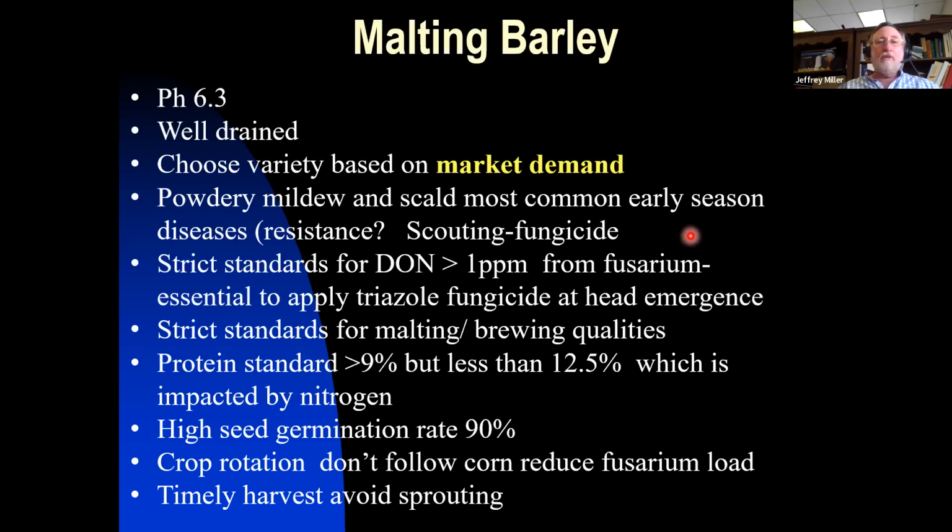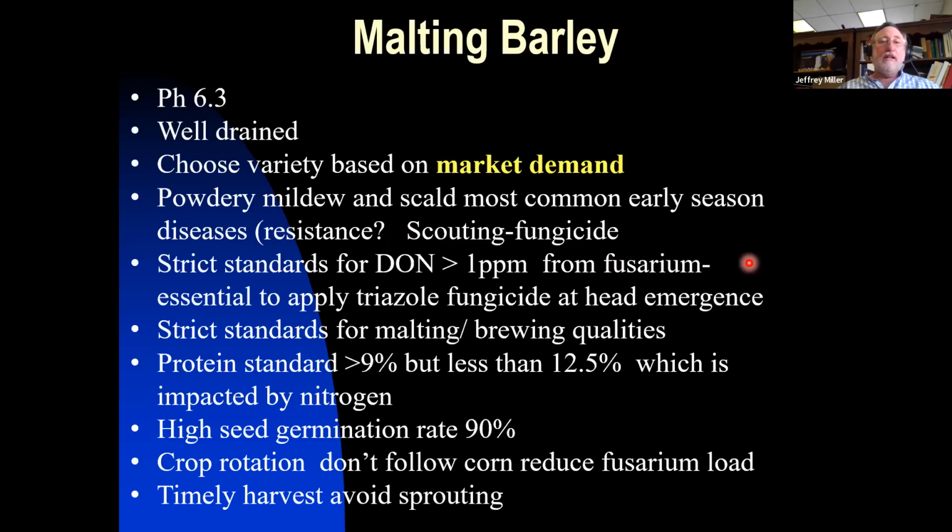Powdery mildew and scalds are the most common early season diseases. You can look at the information about the variety and see what kind of resistance it might have to those two diseases. And if not, be prepared to scout and apply fungicide if necessary.